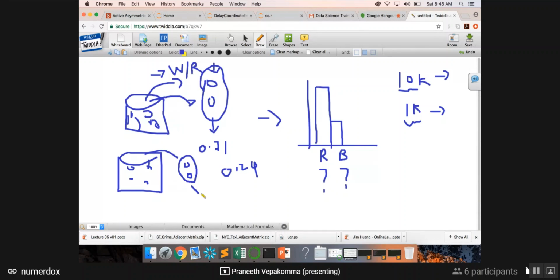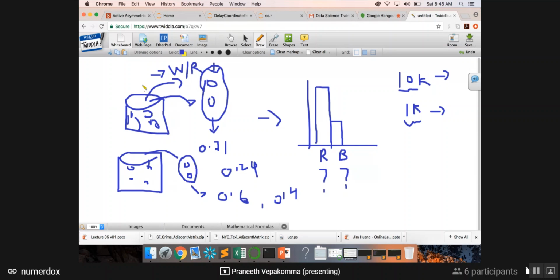I again compute the proportions, because that is what I want to answer with respect to the 100K balls. Then maybe I get some answer again. Maybe this time I got 0.6 and 0.4. Okay. Then I repeat this process.